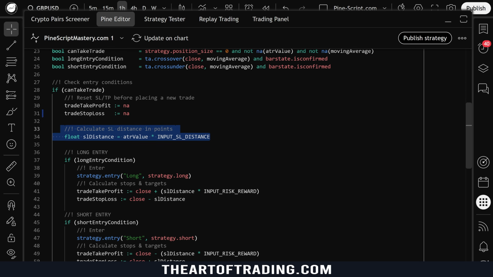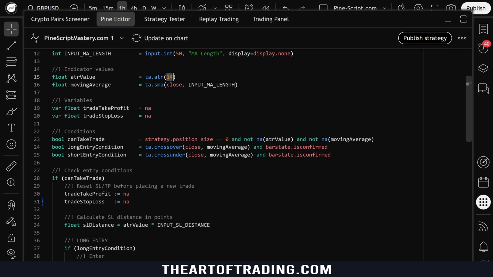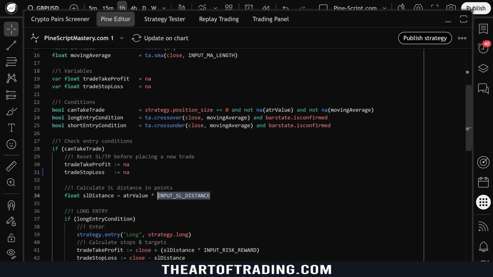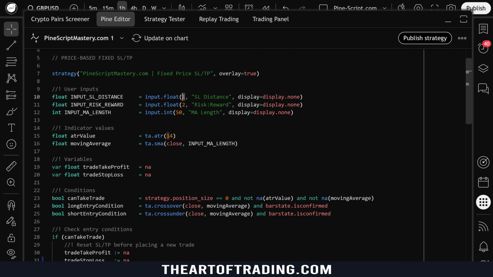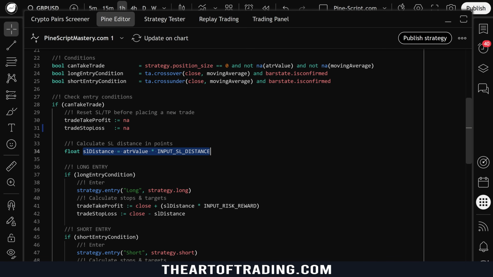Next, we calculate our stop loss distance in points. So I'm using a basic dynamic stop loss here using the ATR value. So we're using a default 14 period ATR multiplied by our stop loss distance input. By default, that's 1. So we're using a 1 ATR value from our entry price as our stop loss. So this gives us our distance.